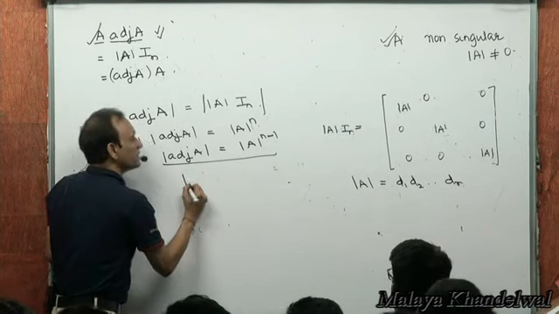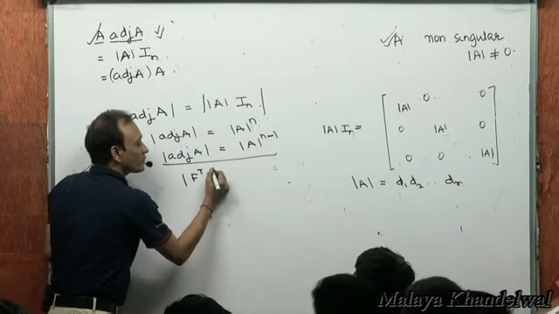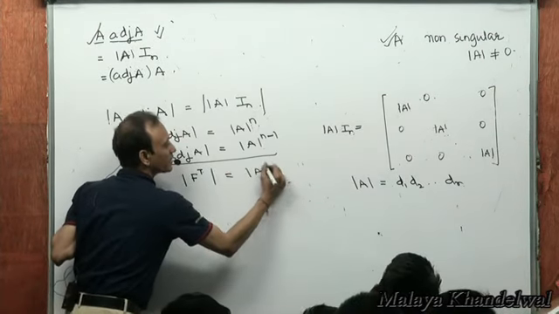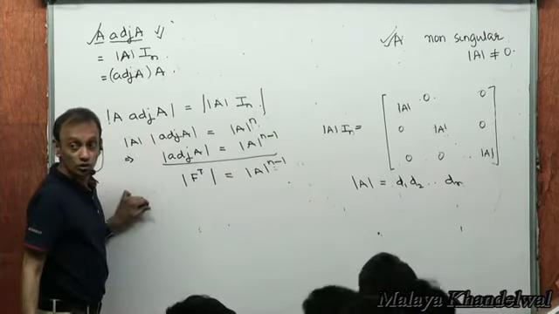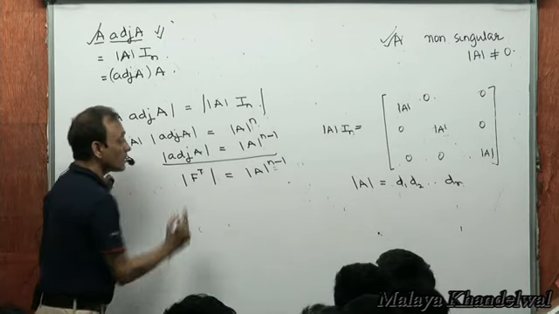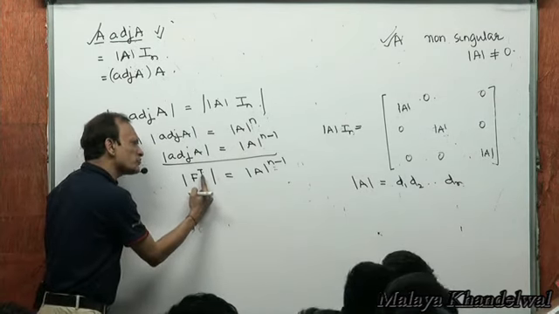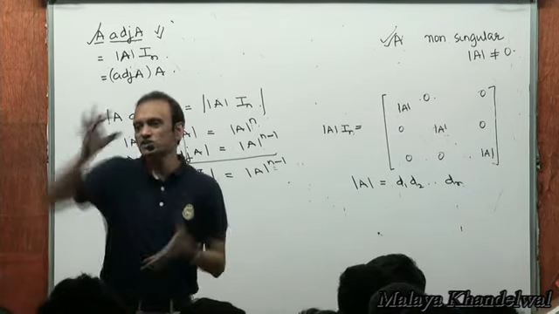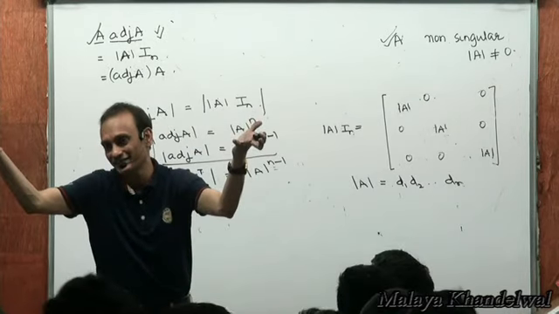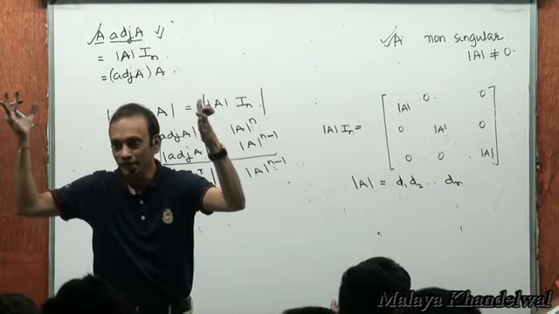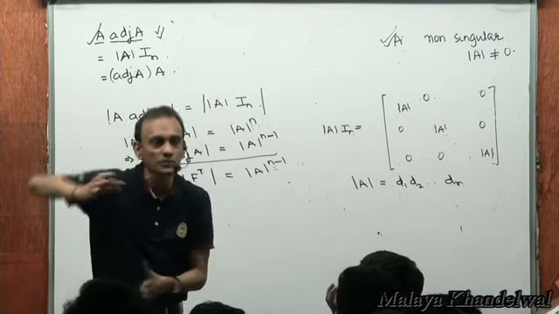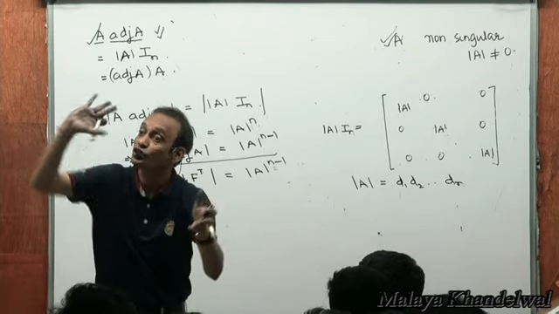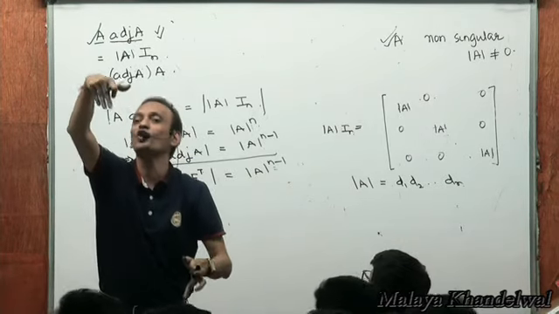That means determinant of adjoint of A, which is the transpose of cofactors of A, is determinant A to power n minus 1. N is the order of the matrix A, right? But determinant of transpose is the same as determinant of the original. If you take a matrix and its transpose, you'll get the same value of the determinant. By converting rows into columns and columns into rows, the value of the determinant remains unaltered.